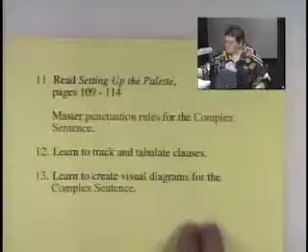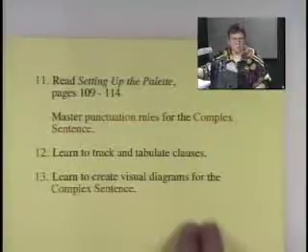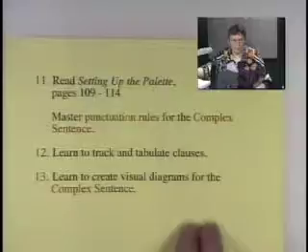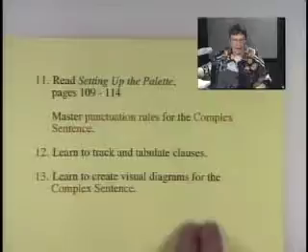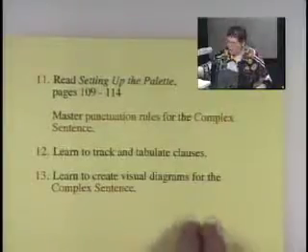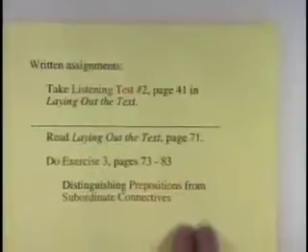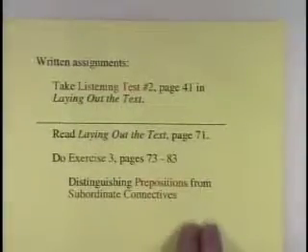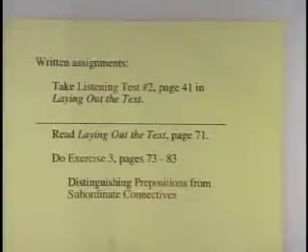And if time permits, we're going to go to Setting Up the Palette on 109 to 114 and talk about punctuation rules that apply to the complex sentence. We'll talk about your need to track and tabulate clauses and also to create visual diagrams that apply to that particular sentence type. In the way of written assignments, I will give you listening test 2 on page 41 in laying out the text, and then we'll go to page 71, and I'll ask you to do exercise 3 on pages 73 to 83, where you get practice distinguishing prepositions from subordinate connectives.